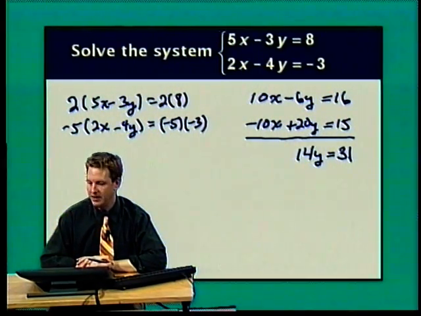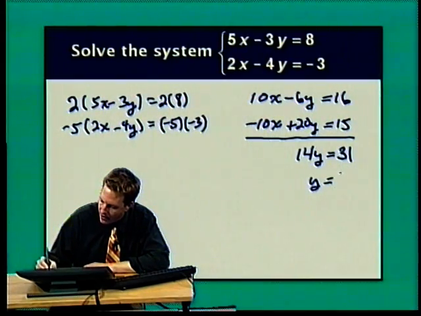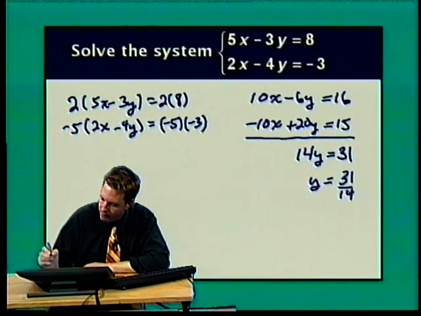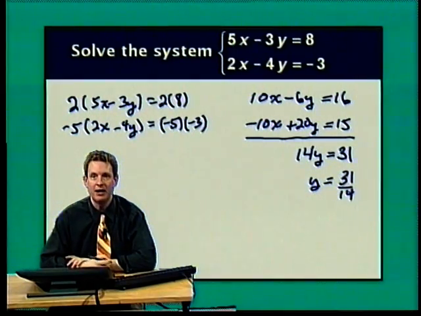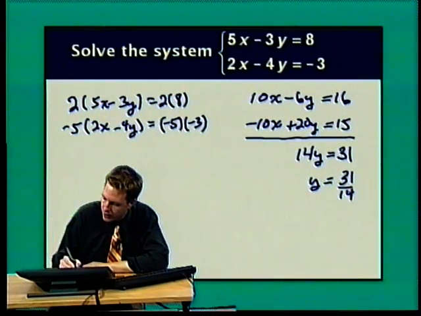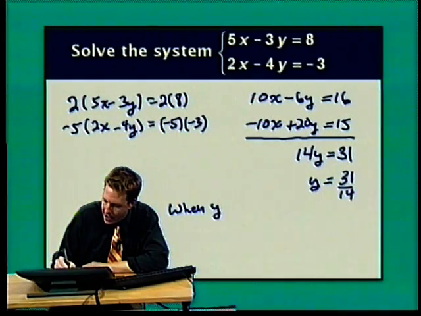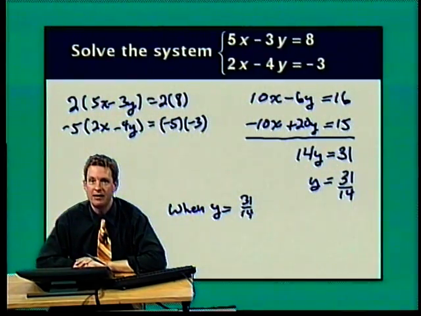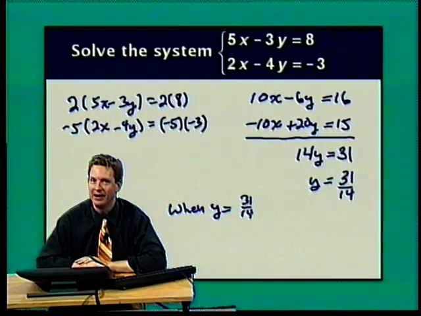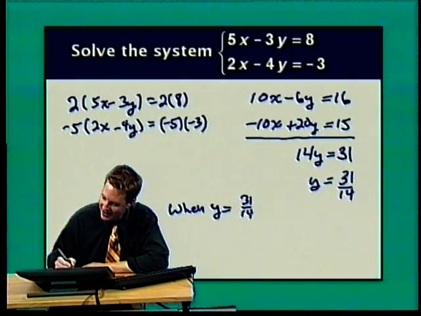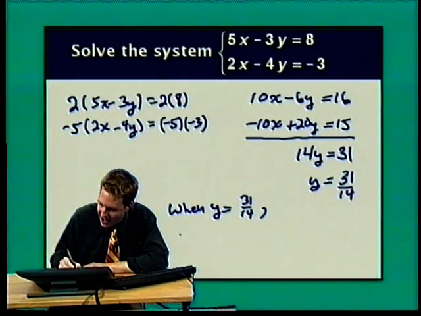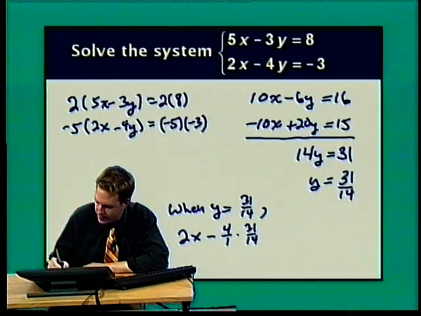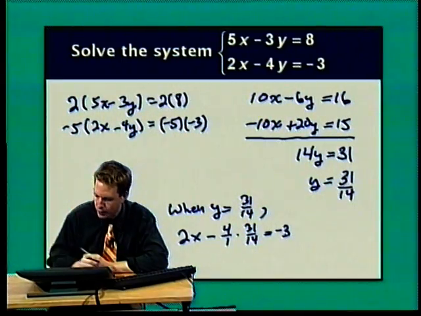So dividing both sides of the equation by 14, I have a y value of 31/14. Let's see what x has to be if y is 31/14. So when y is 31/14, let's go ahead and use the second equation to find the value of x. Why am I using the second equation? Because the numbers just look a little smaller to me, so I'm going to make it as easy on me as possible. So when y is 31/14, we have 2x minus 4 times 31/14 equals negative 3.